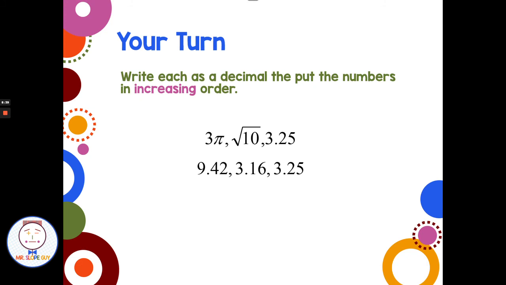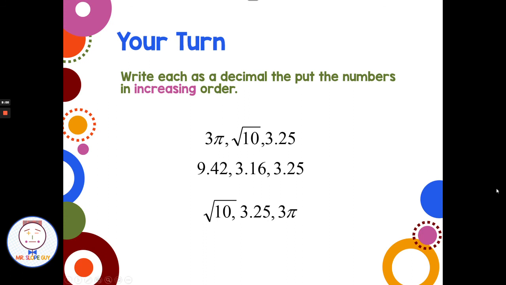So writing them in increasing order, I need the smallest number first. Well, the smallest number would be 3.16, which is the square root of 10. Then working my way up, I'd have 3.25, which is the same in both forms. And then the largest number would be 3 pi. So my answer should look like that.